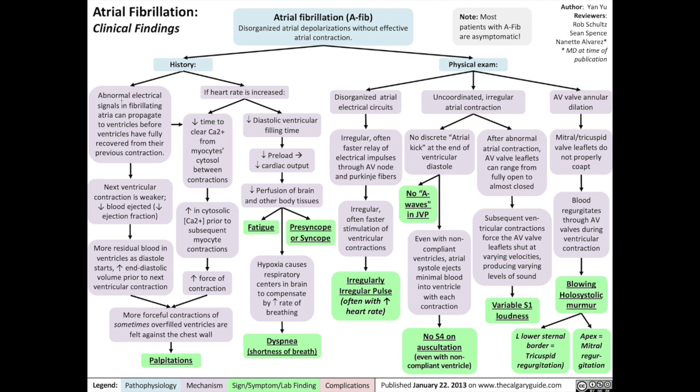On history. First of all, the abnormal electrical signals in the fibrillating atria can propagate to the ventricles before the ventricles have fully recovered from their previous contraction. So that means the ventricular contraction this time will be weaker, reducing the amount of blood ejected, reducing the ejection fraction. Having more residual blood in the ventricles as diastole starts increases the end diastolic volume prior to the next ventricular contraction. That leads to more forceful contractions of the sometimes overfilled ventricles, which can be felt against the chest wall as palpitations. Palpitations can also arise by another mechanism.